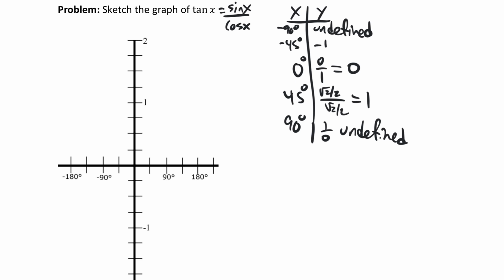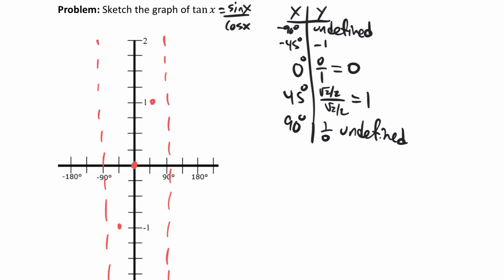So we get 3 points here: 0, 0; 45, 1; and negative 45, negative 1. And then we have these undefined points at 90. Now these are going to generate vertical asymptotes, so we can go ahead and throw those on the graph. And then we basically just connect the dots. So you kind of have something like this. And there you go, that's our graph of tan.